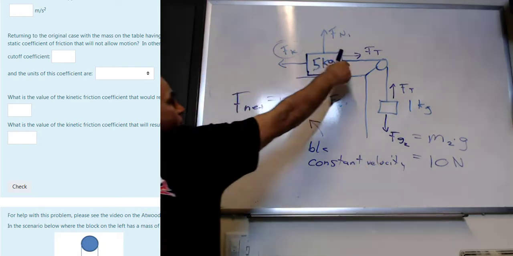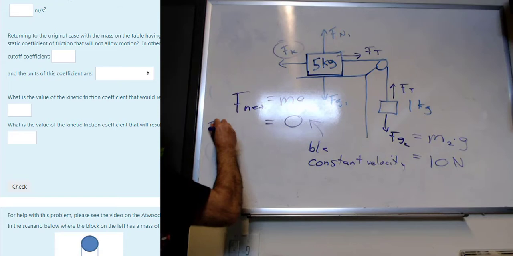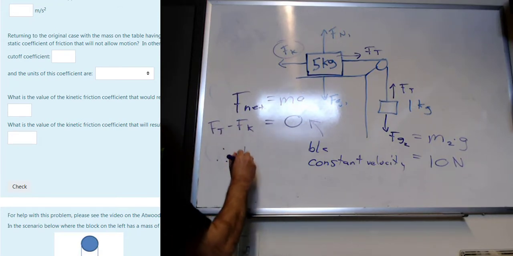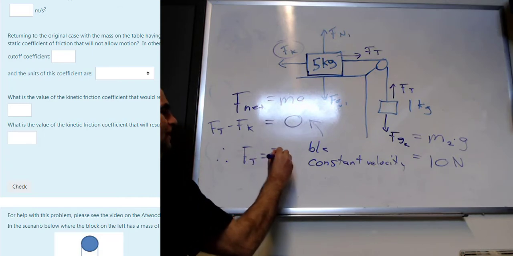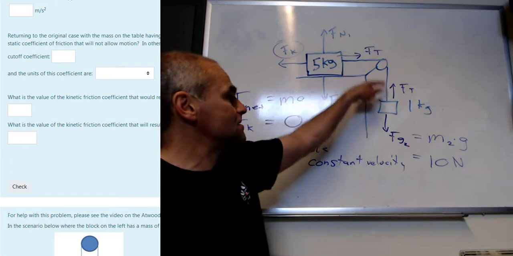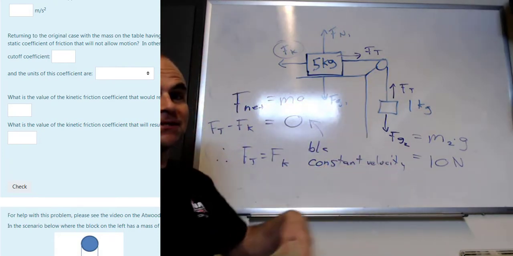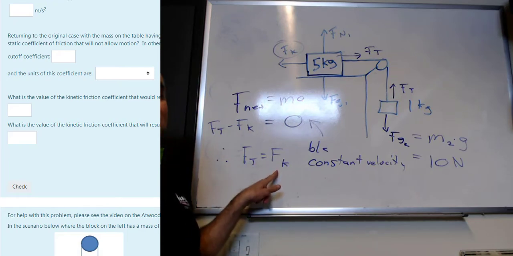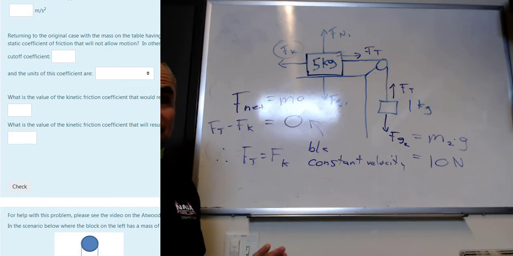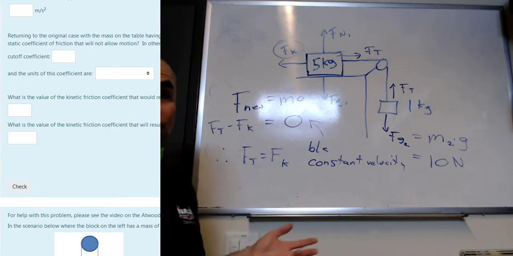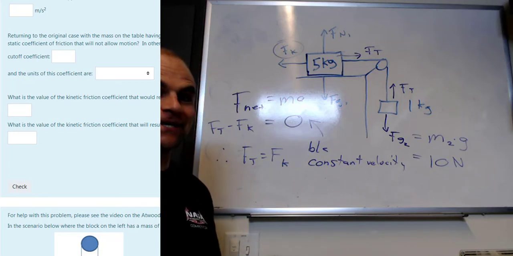And F net for this block here is Ft minus Fk. That's going to be equal to zero, so therefore I could say Ft equals Fk. And of course, Ft is also equal to Fg too. So the only difference between this problem and the last problem is that instead of Fs, we now have Fk. Everything else is identical. So if the block were to slide with a constant velocity, you now have the way to calculate the kinetic friction coefficient.